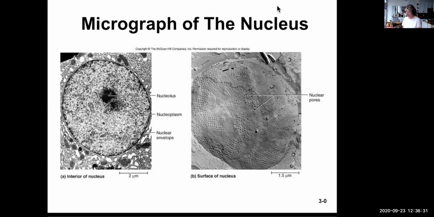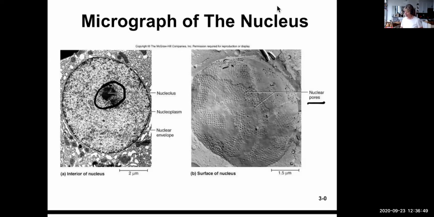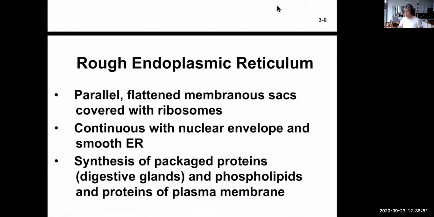Here's a micrograph of the nucleus. The nucleolus is quite a dark mass, and the nuclear pores are seen here. So this is formed by fractionation of a cell. So basically the cell is frozen and fractured, so it releases the indentation of the pores.